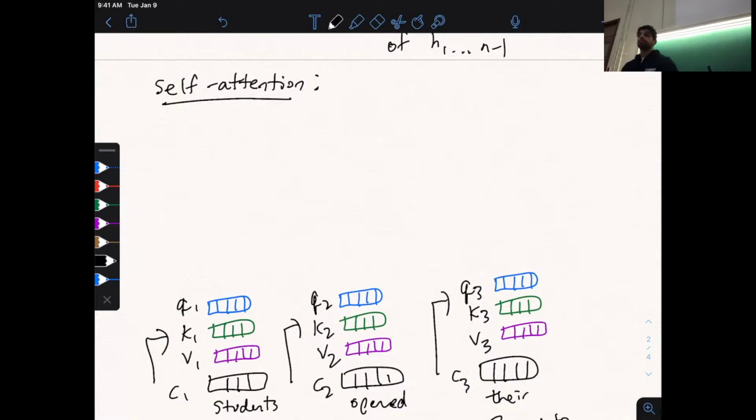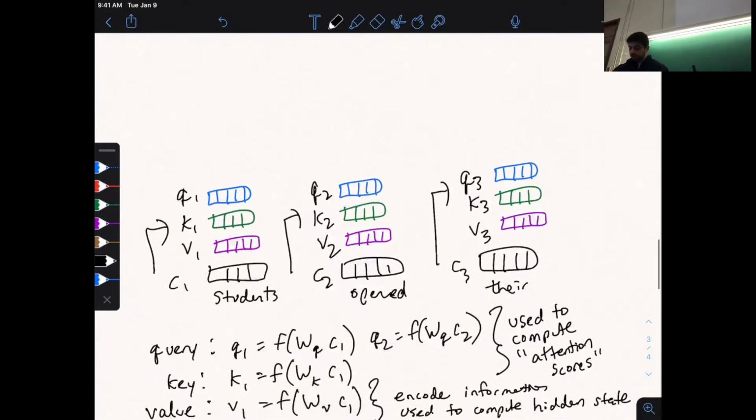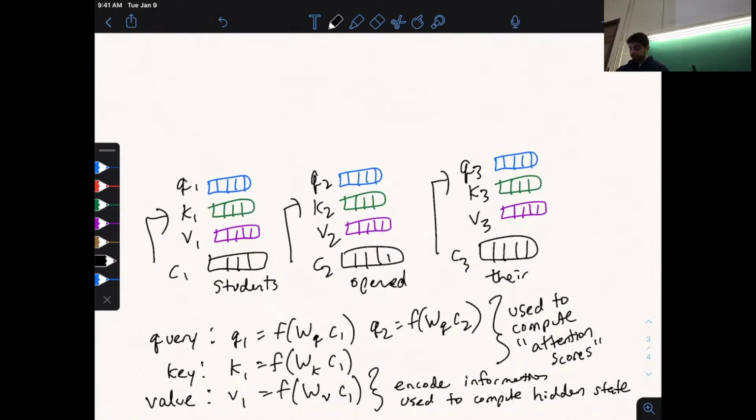Did you have a question? Yeah, so the question is, in the query key and value projections, this F, this is a nonlinearity? Yes, this is always going to be a nonlinearity. In this case, it's the rectified linear unit or some variant of that.